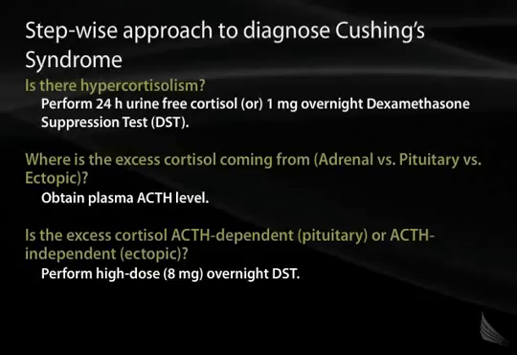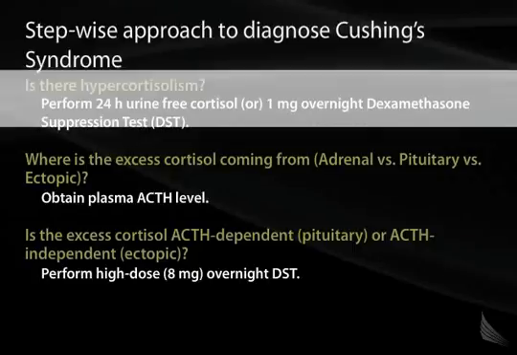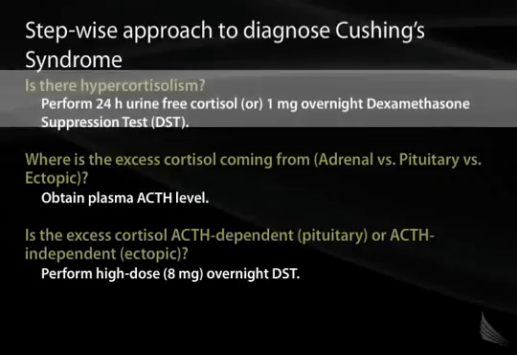So the best way to approach the diagnosis of Cushing's syndrome is in a very stepwise manner. There are 3 steps to try to understand where the cause or the source of the excess cortisol is coming from. So the first step in the diagnosis is to ask the question, first of all, is there hypercortisolism, or is there in fact Cushing's syndrome? And the best test to do this is to get a 24-hour urine-free cortisol.